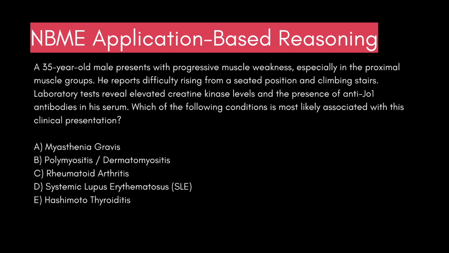We have a 35-year-old male who presents with progressive muscle weakness, especially in the proximal muscle groups. He reports difficulty arising from a seated position and climbing stairs. Laboratory tests reveal elevated creatine kinase levels and the presence of anti-Jo1 antibodies in his serum. Which of the following conditions is most likely associated with this clinical presentation?